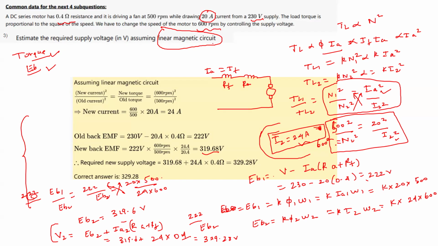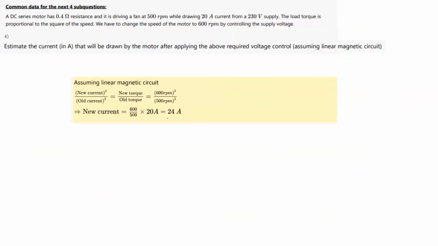Assuming linear magnetic circuit. So remember this, assuming linear magnetic circuit, it is very important. If it is mentioned it is saturated and you're solving for linear magnetic circuit, then your answers will be wrong. Okay, this is very important. So the 24 ampere current required for the second case we have already found out. So this is the answer also for this question.